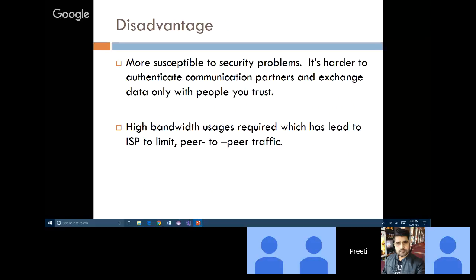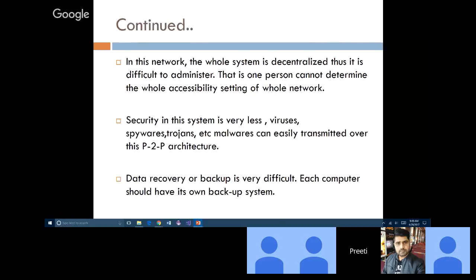There is also high bandwidth usage required, which has led internet service providers to limit peer-to-peer traffic. That is another disadvantage. In this system, the whole system is decentralized, so as I already mentioned, it's difficult to administer. With more decentralization, it takes time to figure out if there is any system breach, so one person cannot determine the accessibility settings of the whole network.